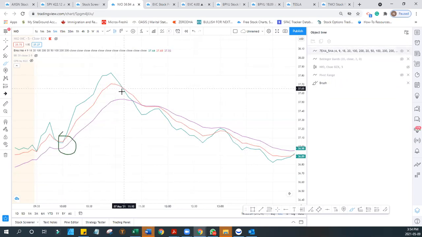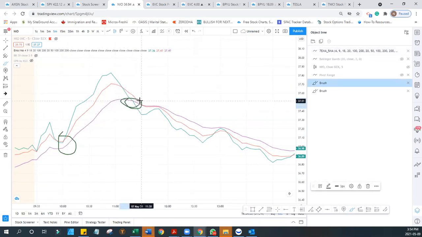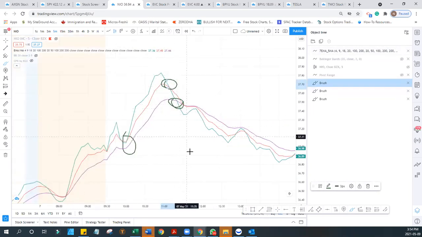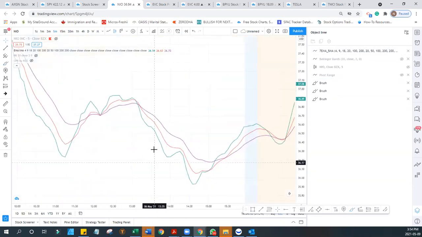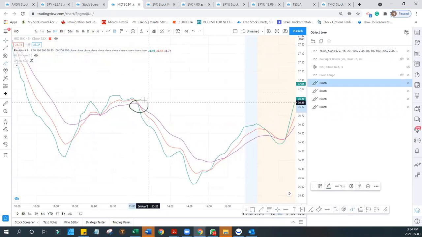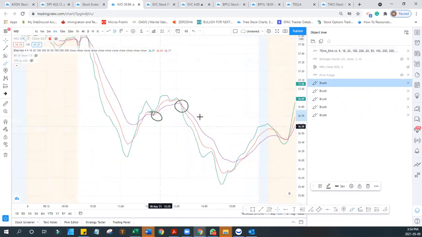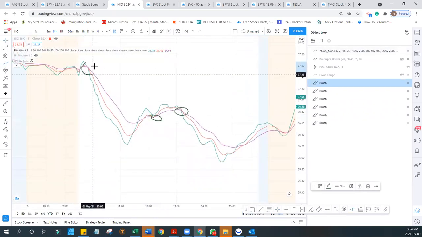If you are a risk trader, then get out when the price closes below the 18. If you are not a risk trader, get out when the price is closing below the 9. Okay, let's see, this is where you get out, and let's see where you can get entry here. This was an entry because this is a crossover. This was an entry as well, and this was an entry as well.